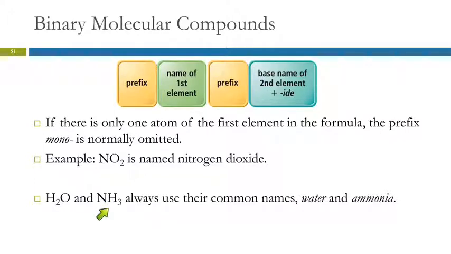NH3 is another one we need to know the name of. That's ammonia. That's its common name. It's just always called that. It would be nitrogen trihydride, but nobody calls it that. Okay? It's kind of like, there's some famous people like Cher. I'm sure she was born with a first name and a last name, right? But she just goes by one name. So these are like the movie stars of the chemical compound world or something.